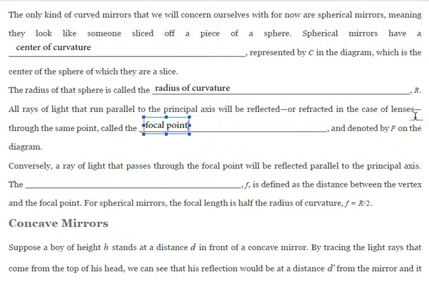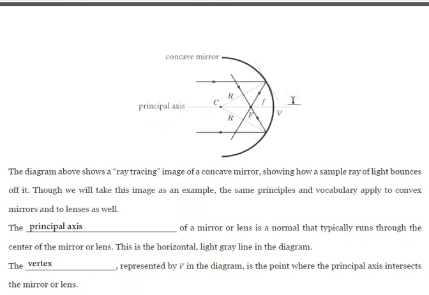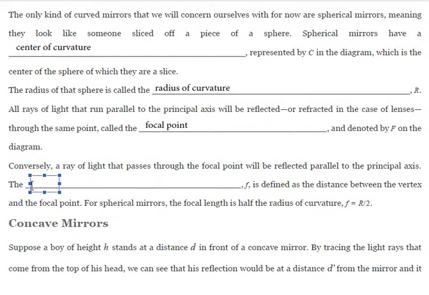One last little variable to define here. You can see the little f right in there. The distance between the vertex V and the focal point F is called the focal length. So focal length literally is the distance between the vertex and the focal point. For any spherical mirror, the focal length is going to be half your radius of curvature. So F is always R divided by 2.